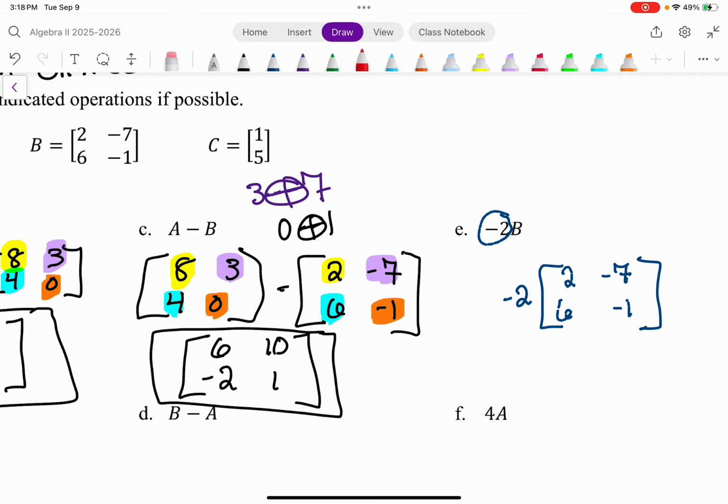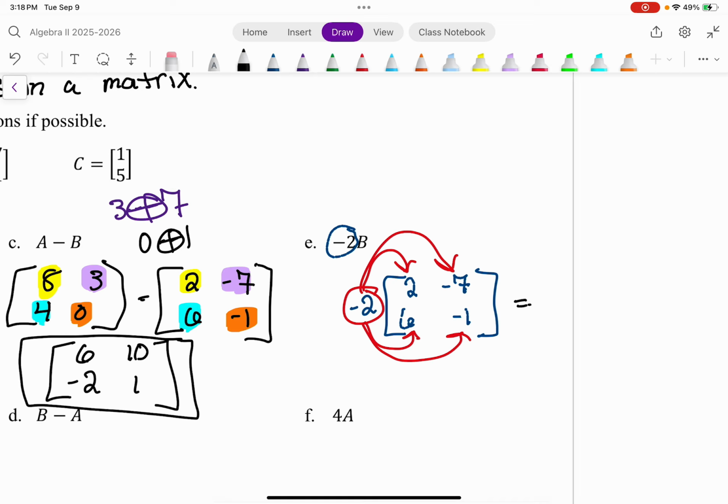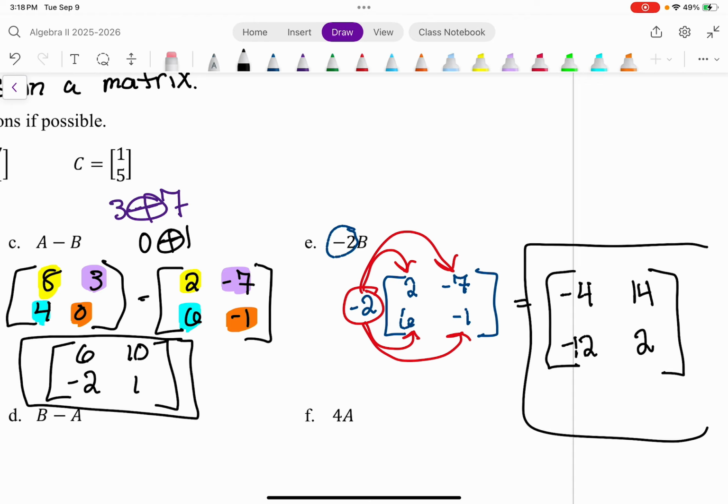And just like distributing, we are going to take this value out front, our scalar, and multiply it by all of the entries inside of our matrix. And then the result, or the products, will be our new answer. So this one would end up equaling a -4, +14, -12, and a +2. Make sure you're being careful with if your answer is positive or negative when you are multiplying with a negative answer.